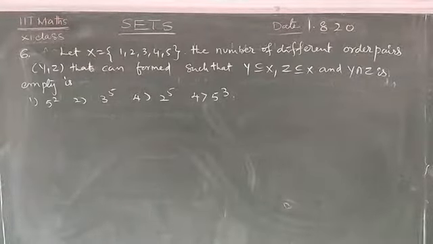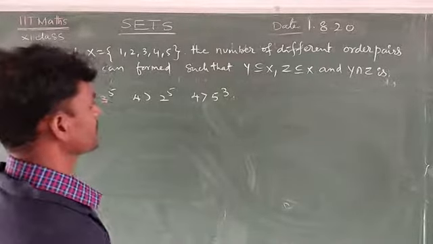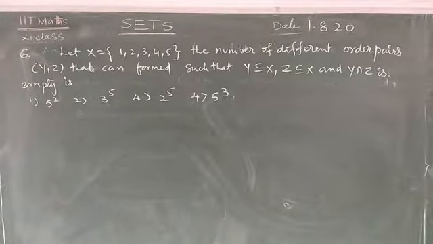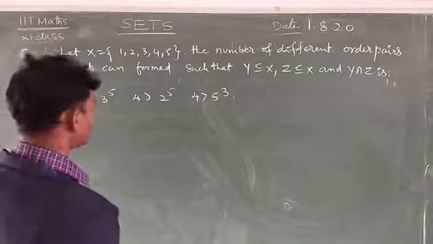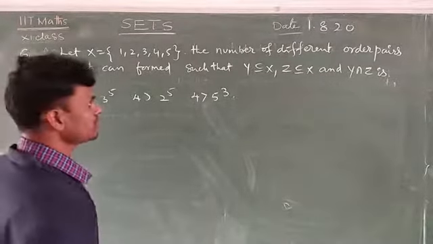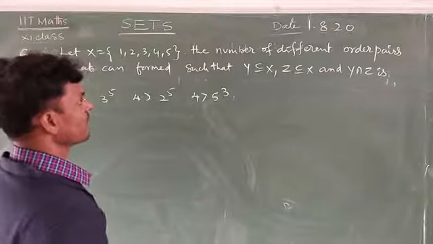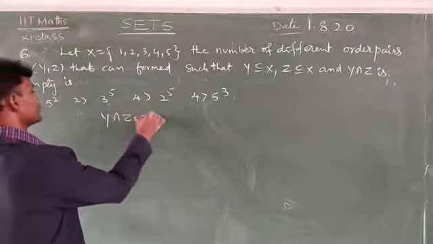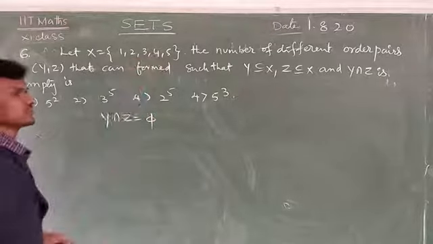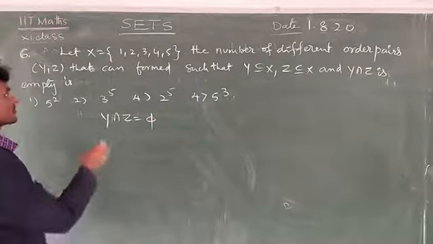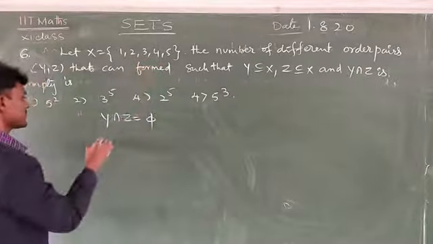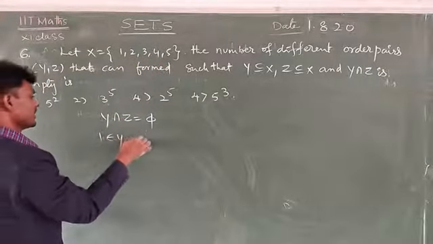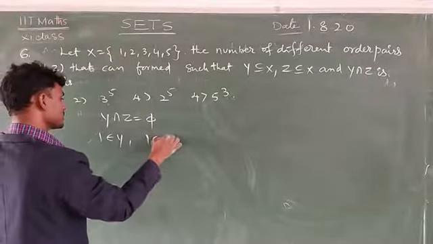Next, the 6th one. Let X be the set {1, 2, 3, 4, 5}. The number of different ordered pairs (Y, Z) that can be formed such that Y is a subset of X and Z is a subset of X, and Y intersection Z is empty, means here Y intersection Z is equal to phi. Now in this phi, you have to take any one element. Here total how many cases will come? Here 5 elements.